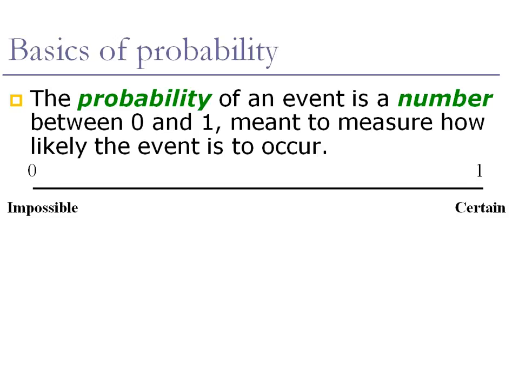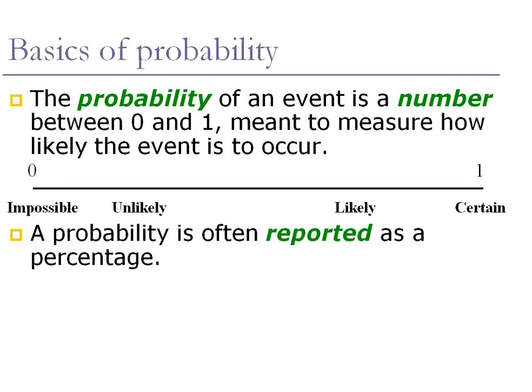So 0, nothing, impossible. 1, fullness, certainty. Numbers close to 0 will represent an event that is unlikely, and of course numbers close to 1 will represent an event which is likely. And we're going to have to try and figure out where on that scale we are going to put this number. Now, as I said a minute ago, quite often we have heard probabilities reported as percentages.